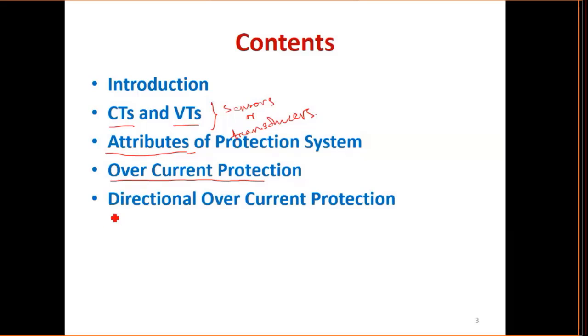Then we'll talk about the directional overcurrent relay. Here we will talk about only the overcurrent relay. The directional overcurrent relay means it will sense the direction along with the overcurrent. As soon as a fault occurs at some part of the network, the current suddenly increases to a very huge value, and the network needs to be protected. So at that time we need to use overcurrent protection.